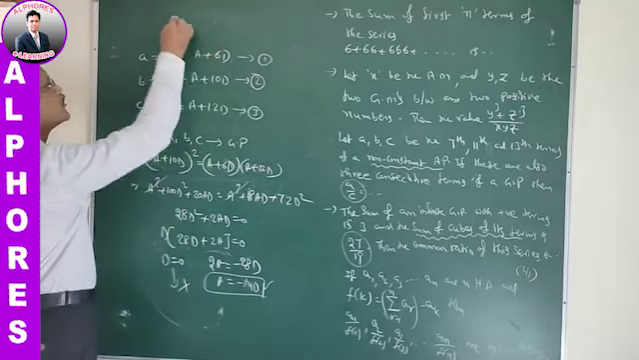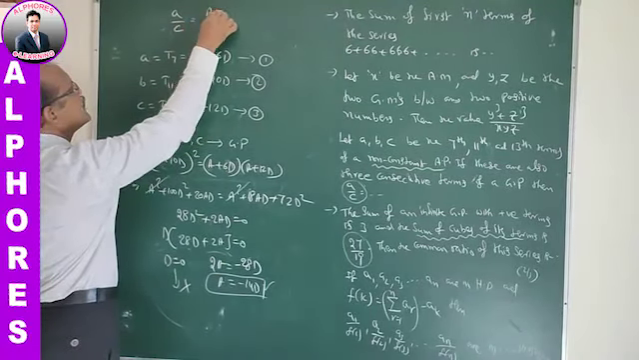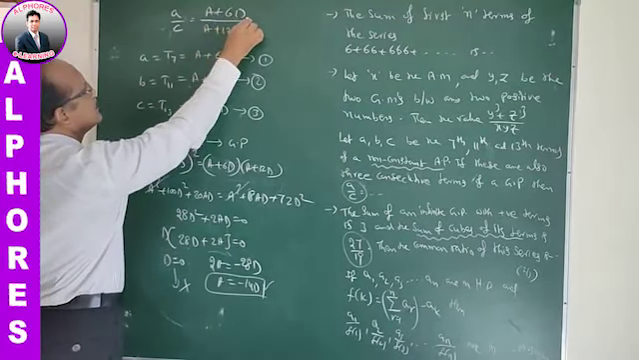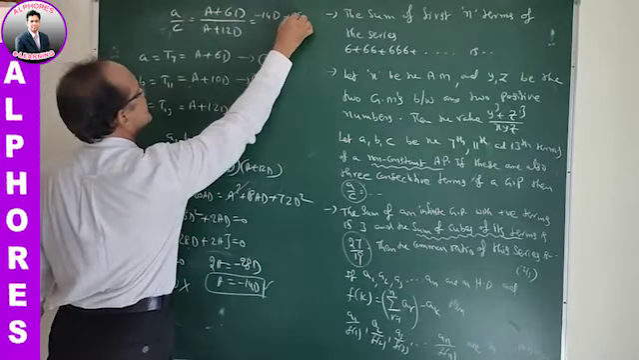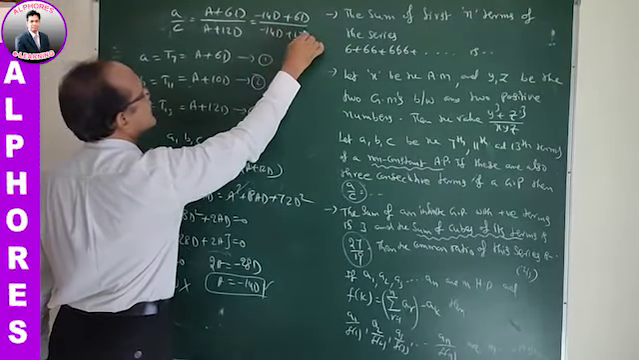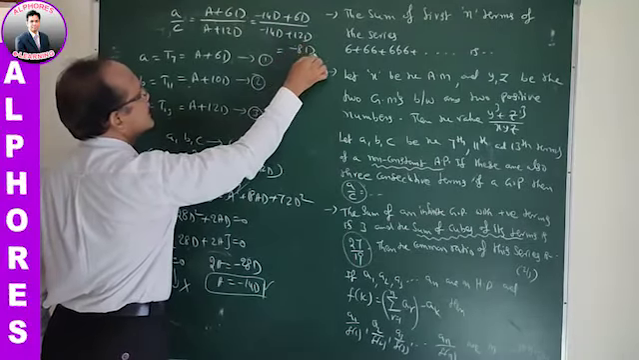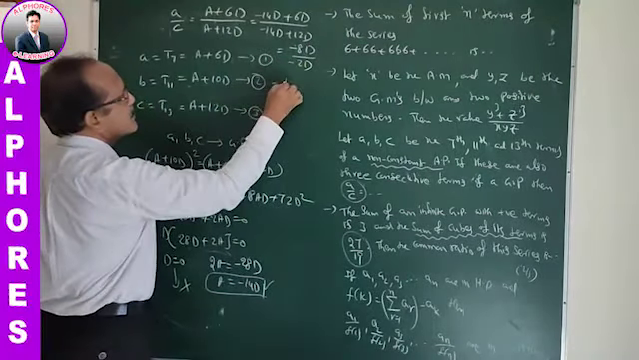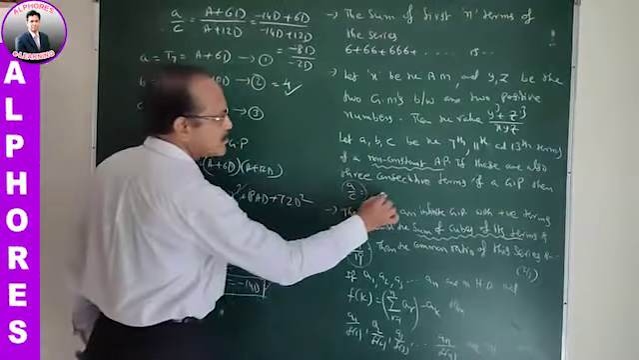Now coming to the question, how to calculate A by C value. Here B is A plus 6D, by C means A plus 12D. Here A is given as minus 14D, that is minus 14D plus 6D, by minus 14D plus 12D. Now that is minus 14 plus 6, that is minus 8D, by minus 14 plus 12D, that is minus 2D. Then it becomes 4, 8 by 2, that is 4. So finally A by C value becomes 4.